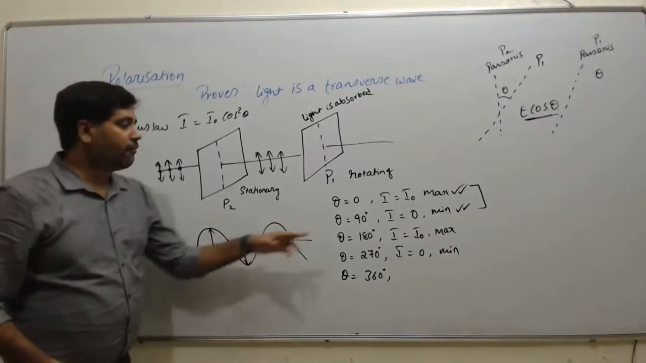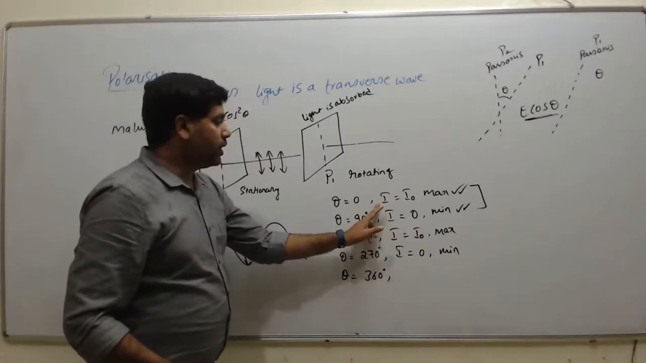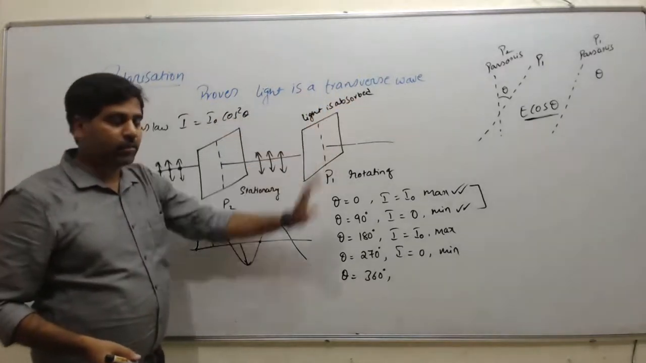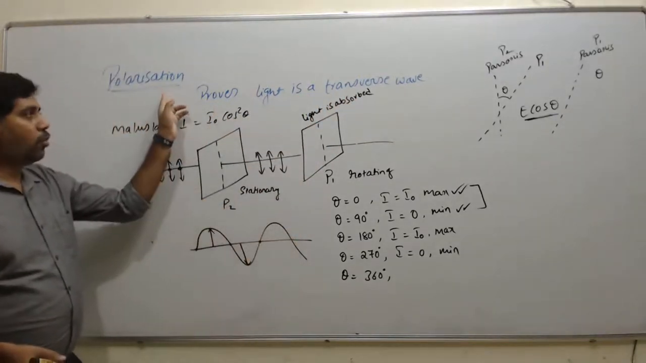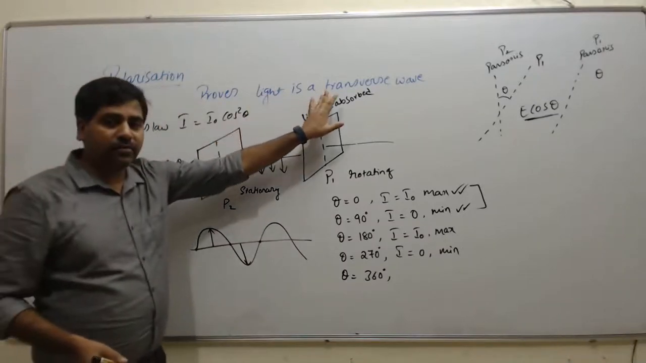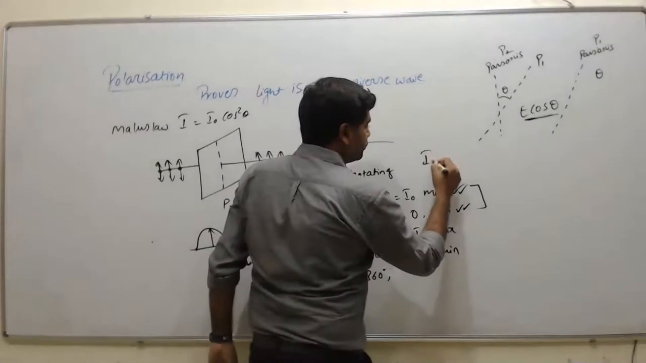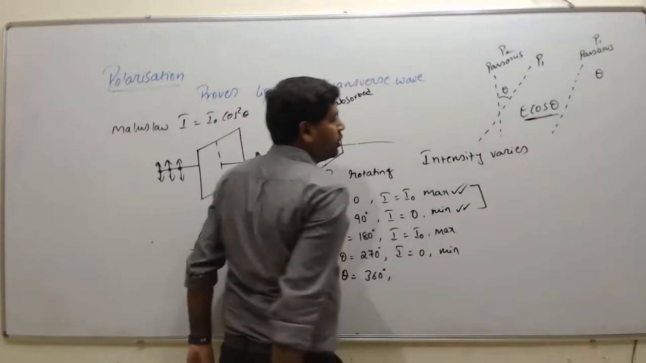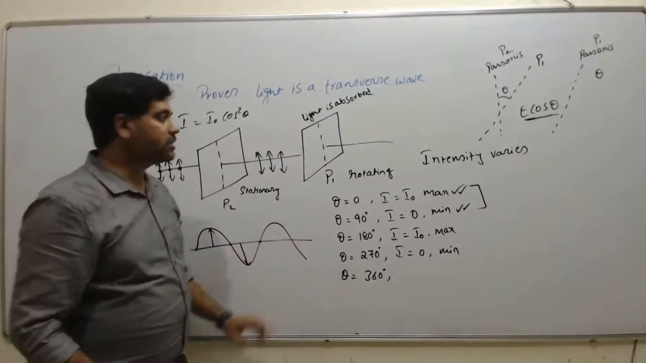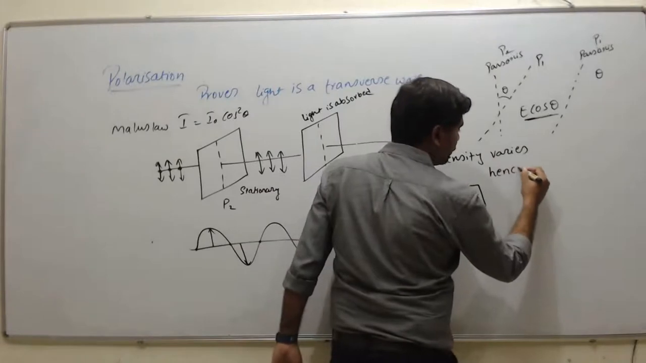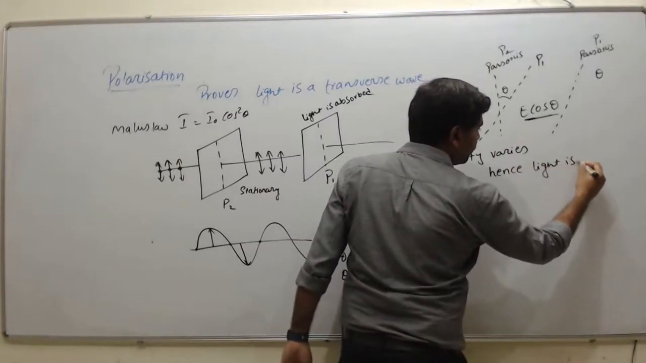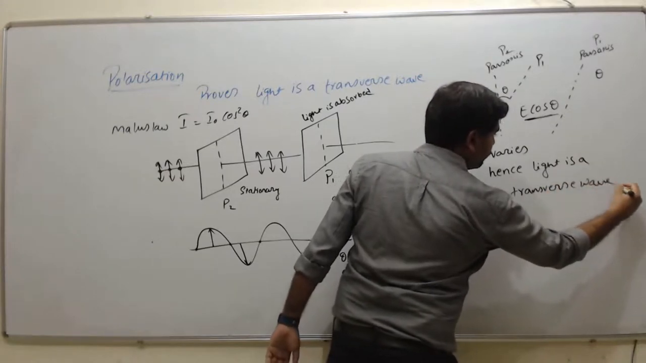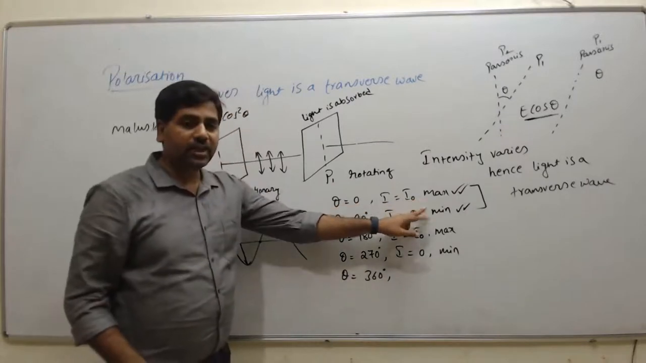So this shows that when the intensity is varying, the light is transverse in nature. This gives the proof for polarization, proves that the light is a transverse wave. So as the intensity varies, hence light is a transverse wave, right? If you observe here, the intensity goes on varying.